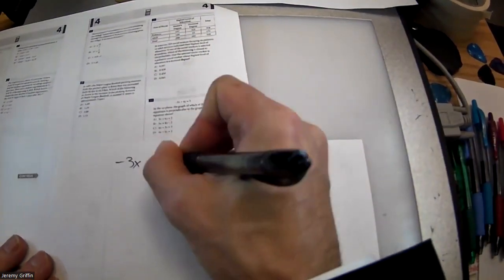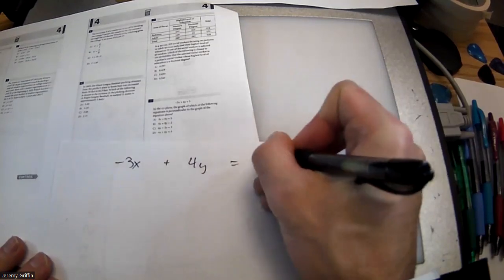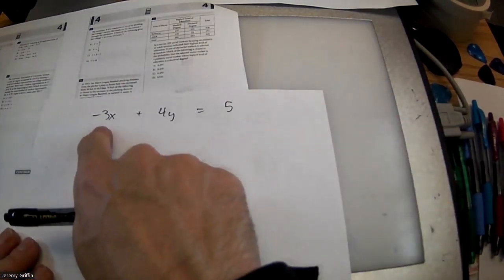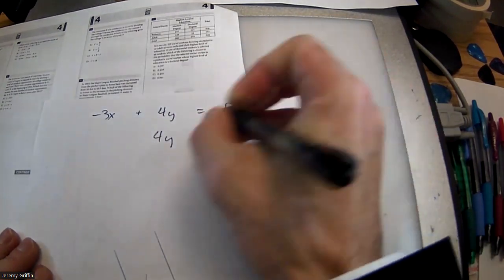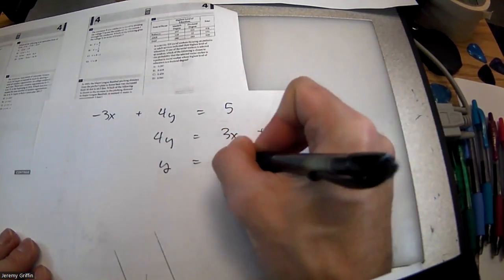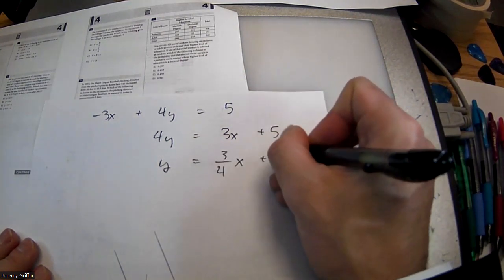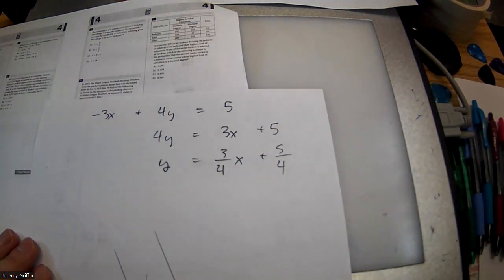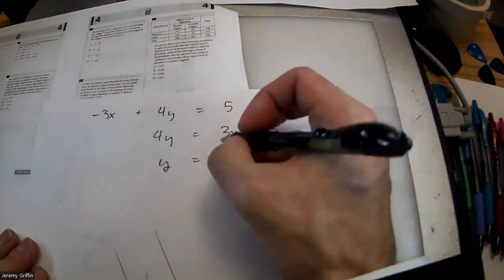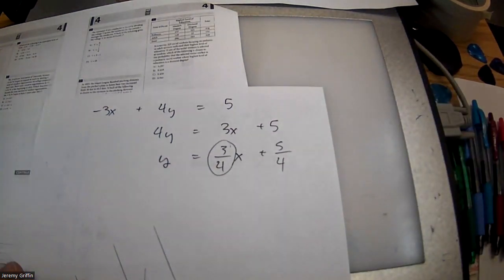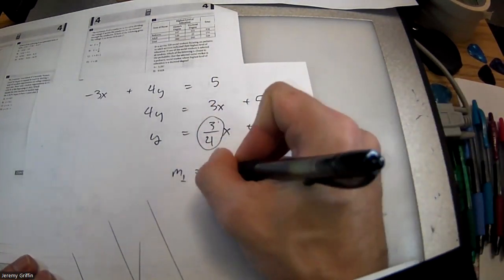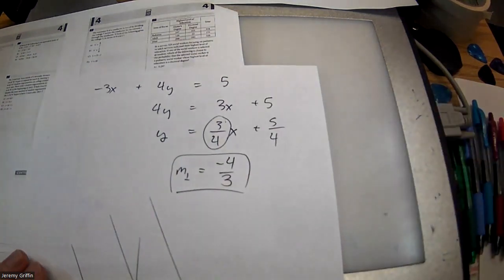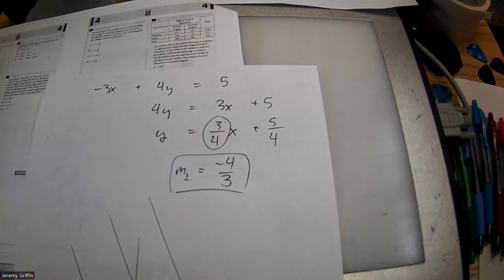So negative 3x plus 4y is equal to 5. I'm going to put this in slope-intercept form. So add the 3x over, divide both sides by 4. Okay, so that's the original line. There's the slope of the original line. So what's the perpendicular slope? Negative 4/3, right? Okay, so which answer choice has the slope of negative 4/3?